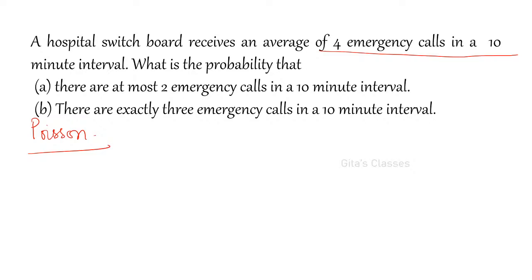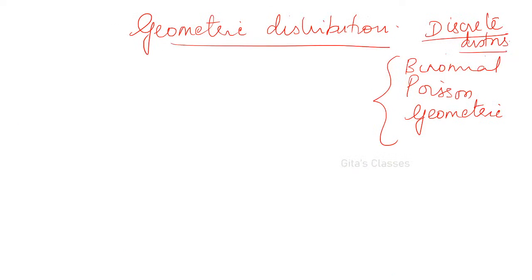Okay, next is geometric distribution. Quickly we'll go. So in discrete, we have seen binomial is over, Poisson is over. Next is geometric. In discrete, only three distributions are there for you in the syllabus. So third is geometric distribution.